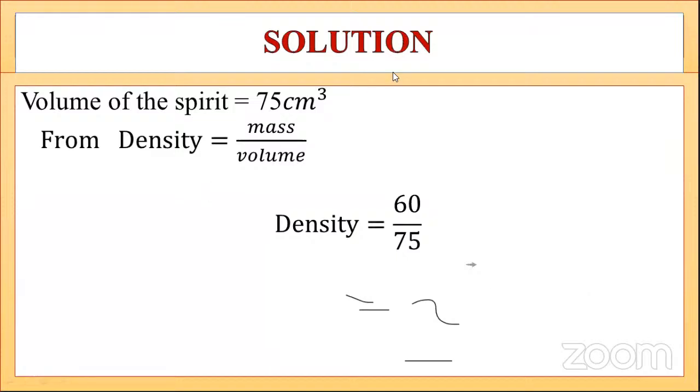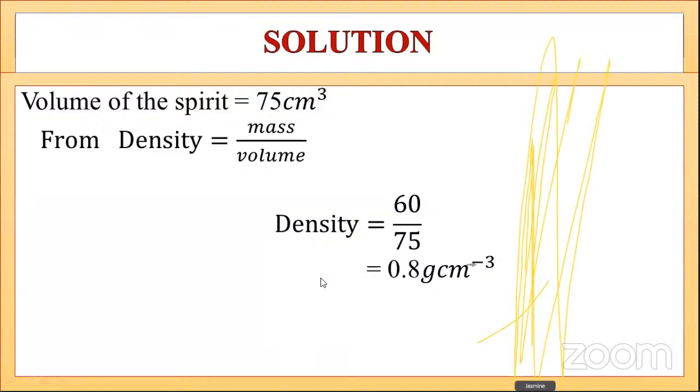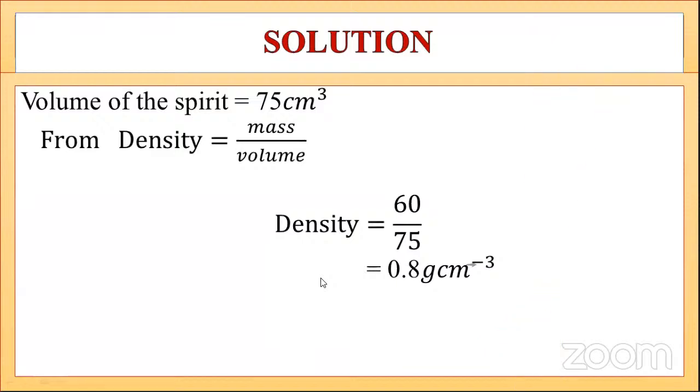So, remember, part B is 0.8 grams per centimeter cubed. Is that okay? Yes. Part B says we want the density in kilograms per meter cubed. So what we do, we just convert this one. Do you see this? Yes. We just convert it to kilograms per meter cubed. Is that okay? Yes.